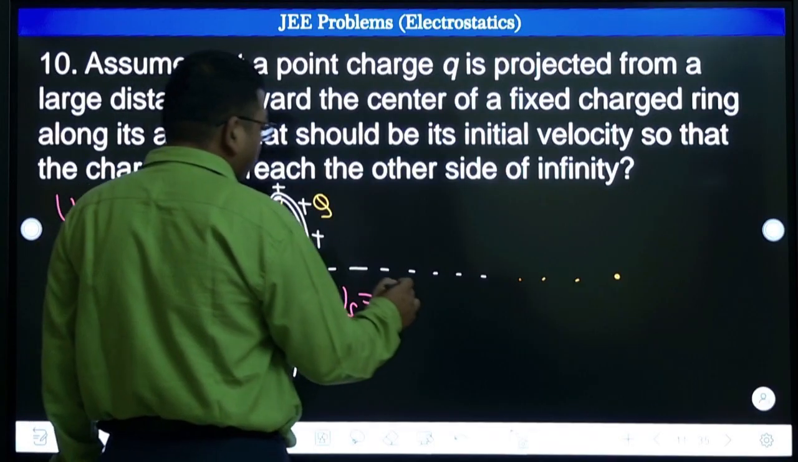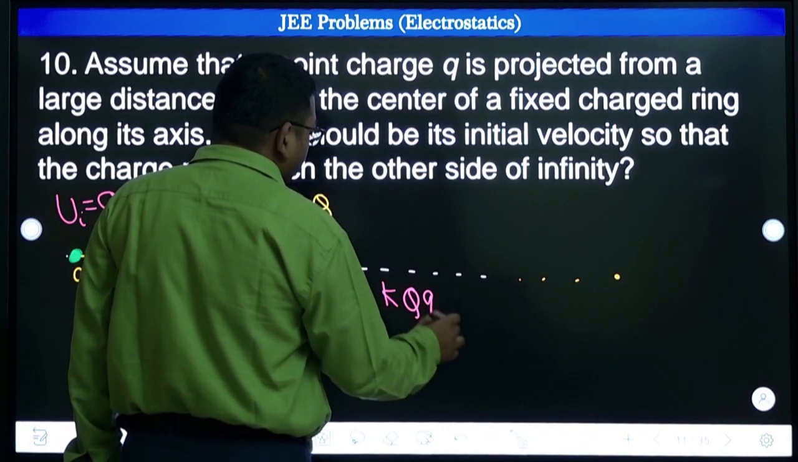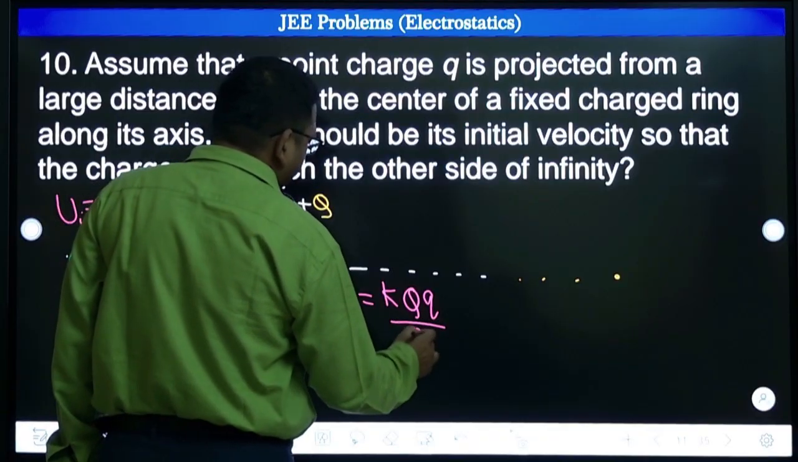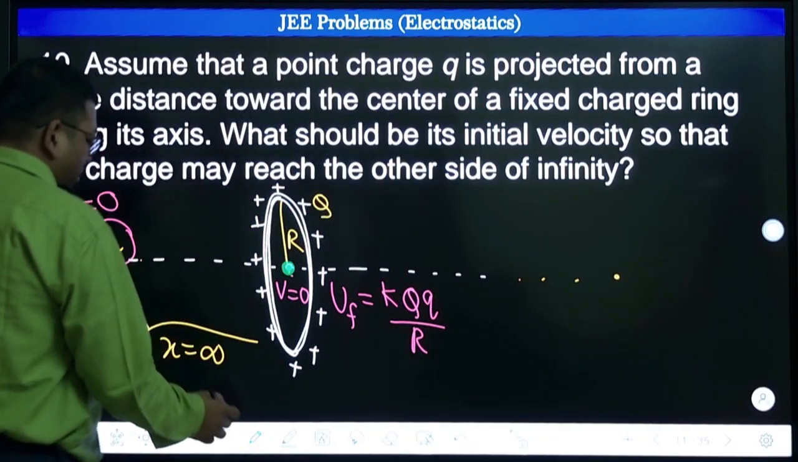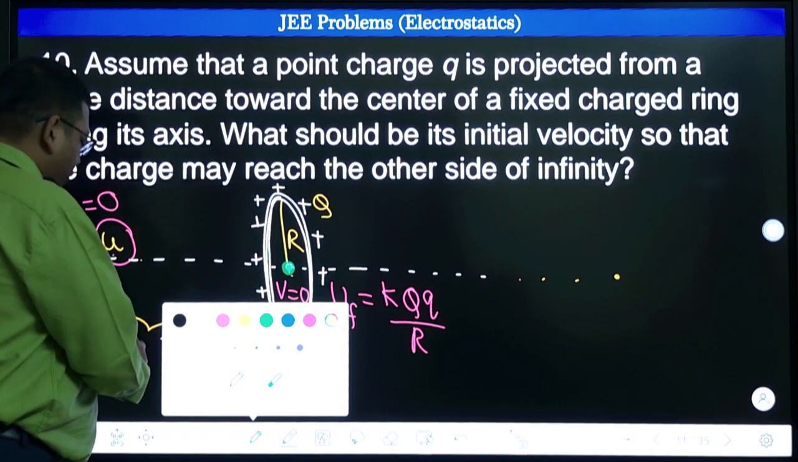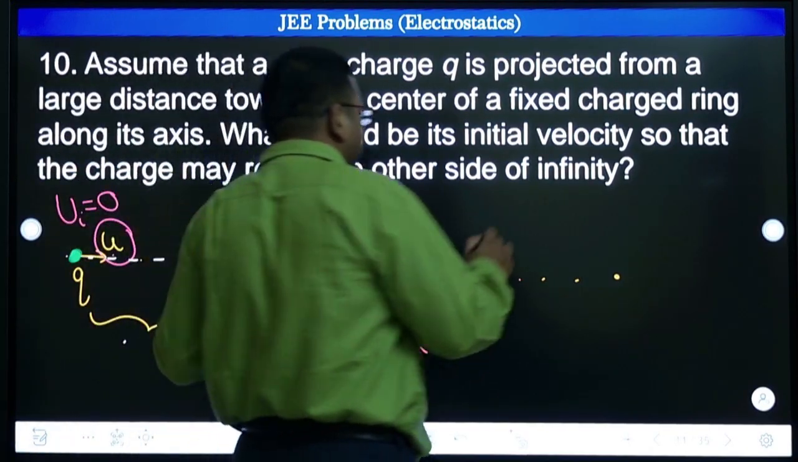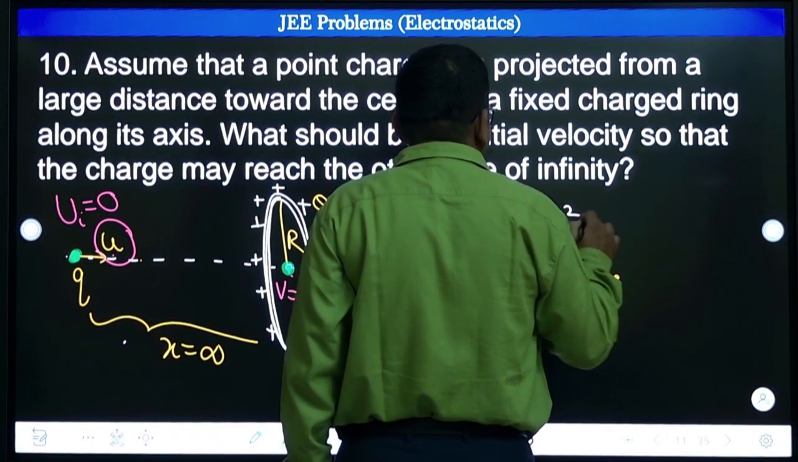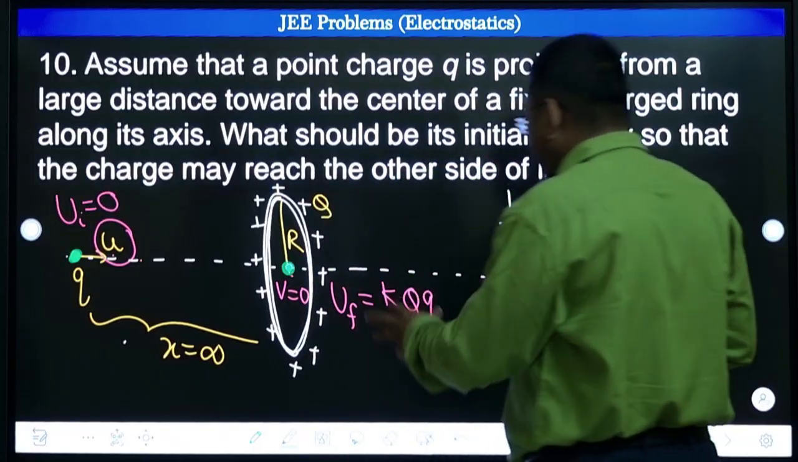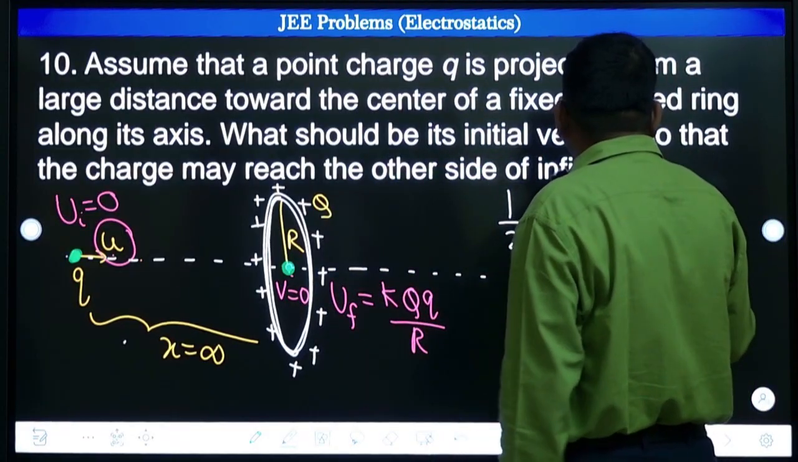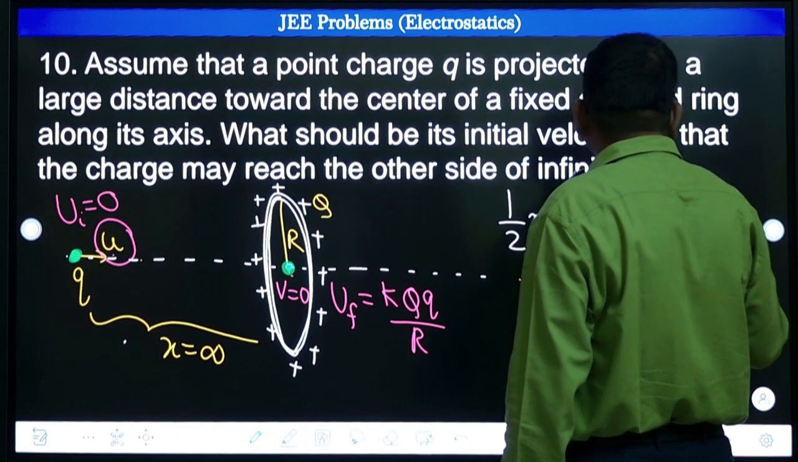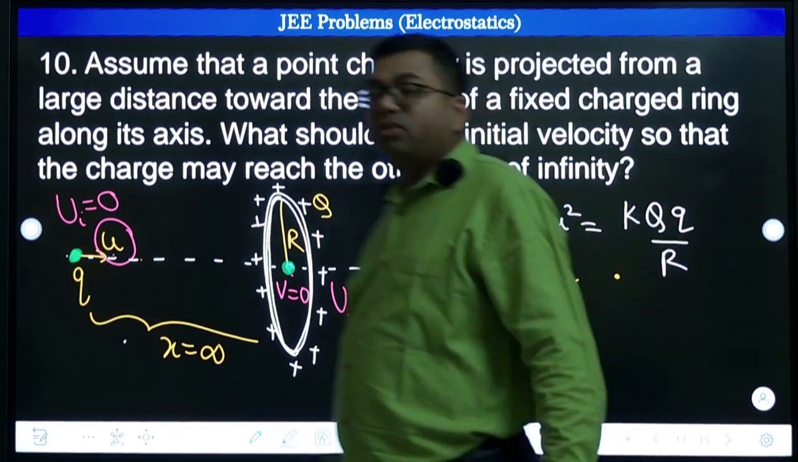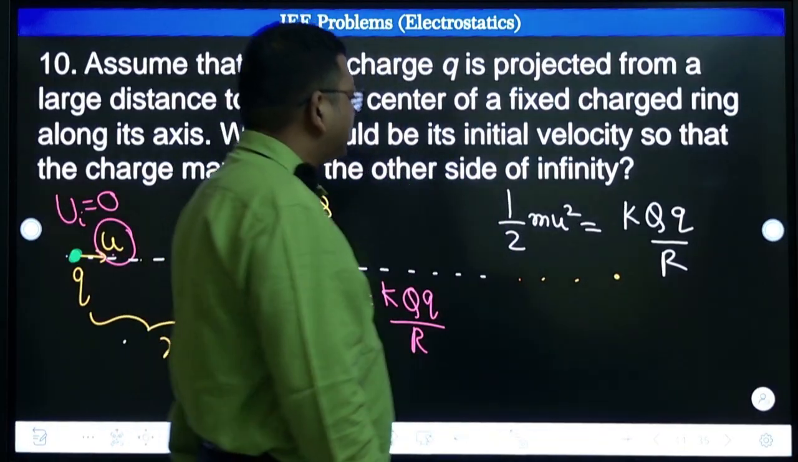K capital Q small q by the distance r. That's the potential energy. Now let us balance energies. That's all, just balance energy. So here the energy is only kinetic, half m u square. And finally here only potential energy is there, kQq by r. That's all. Over, you can calculate the speed.